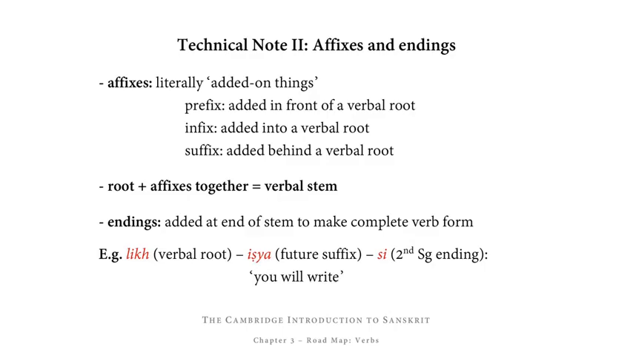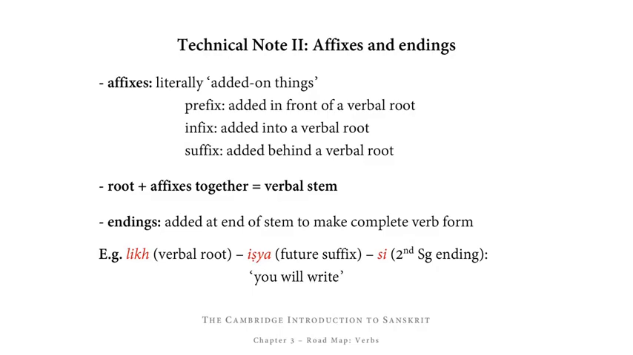Unfortunately, the verbal technicalities don't end here. We also need to know the difference between affixes and endings. Now, affixes are literally added on things, and we distinguish 3 different kinds of affixes. There are prefixes, infixes, and suffixes. Prefixes are anything that is added in front of a verbal root. Infixes are anything that is added into a verbal root, and suffixes are anything that is added behind a verbal root. The root plus all the relevant affixes together make up the verbal stem.